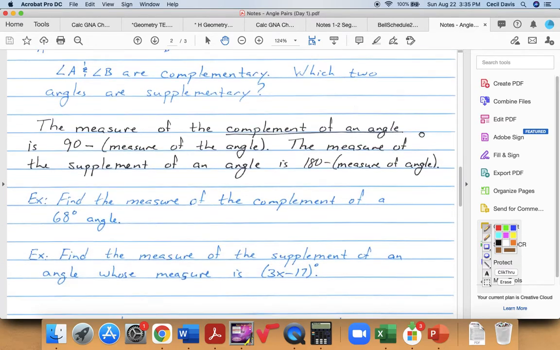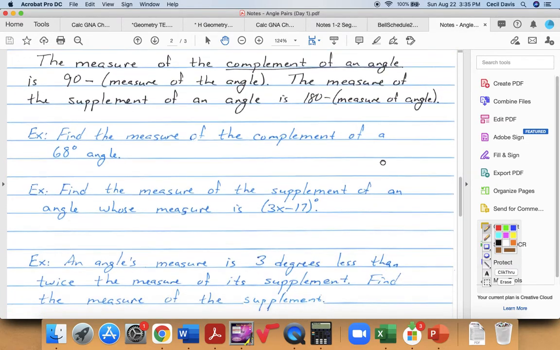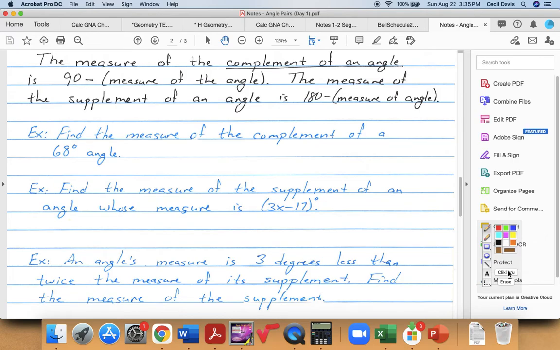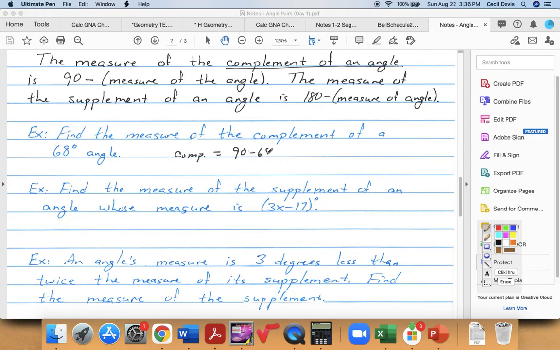Why is that important? Well, it can help you do all kinds of problems. Let's look at some examples. So find the measure of the complement of a 68-degree angle. Well, the complement, just by what we've written up here, is just going to be 90 minus 68. So that's 22 degrees.